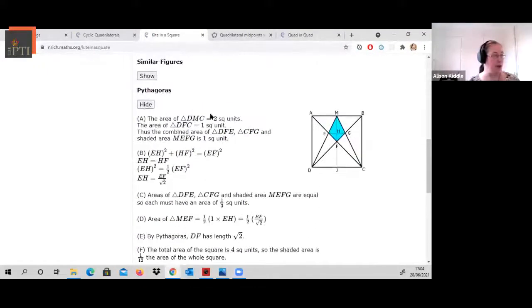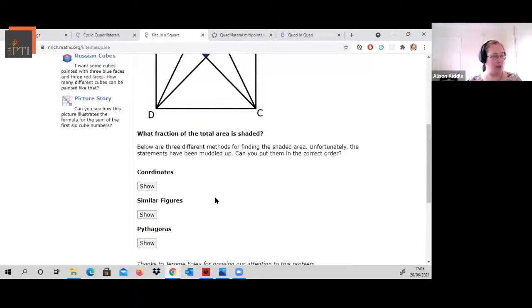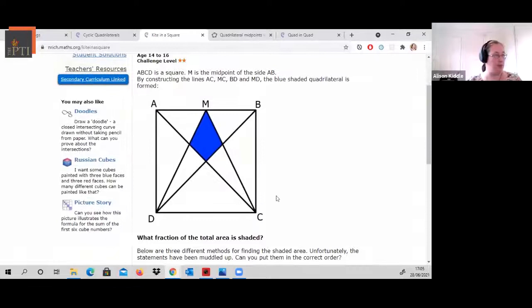And so, you know, you might not use all three of these. It might be that you've got a class and you've been doing some work on similar shapes, and so you want them to think about it in terms of this. Or you might have recently been doing straight line graphs and intersections, and you want to show them how that can be useful in a coordinate geometry way. So you might use this method, or you might have students who've recently been working on Pythagoras and use this method.